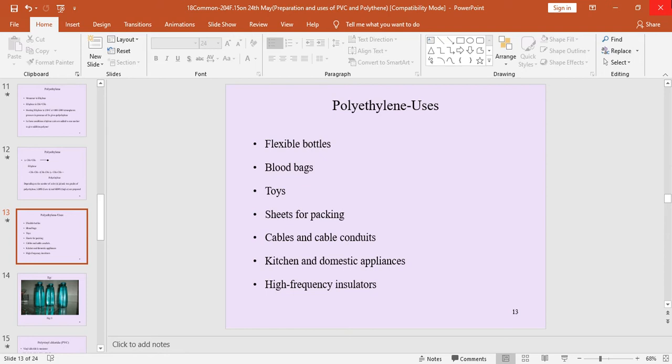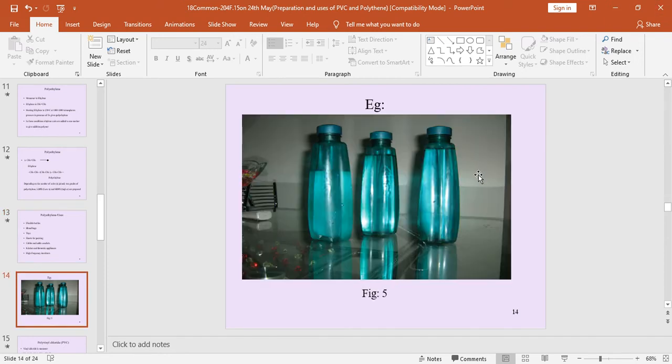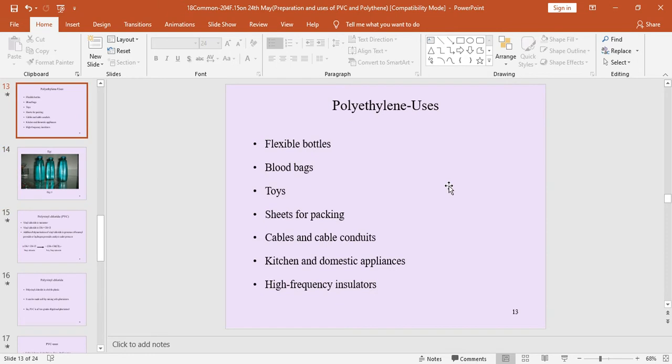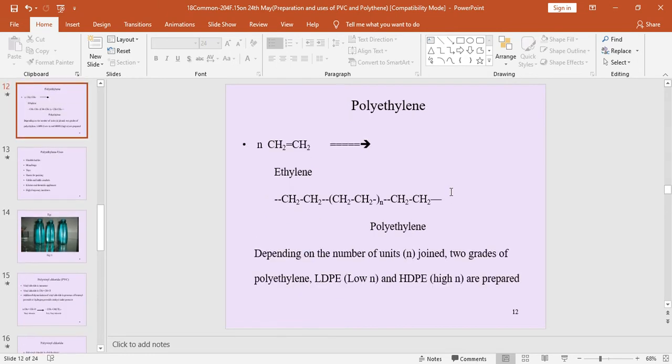Okay, these are polythene uses: flexible bottles, blood bags, ties, seats for packing, cable and cable conduits, kitchen and domestic appliances, high frequency insulators. See here the images for polythene, PVC, polyethylene.